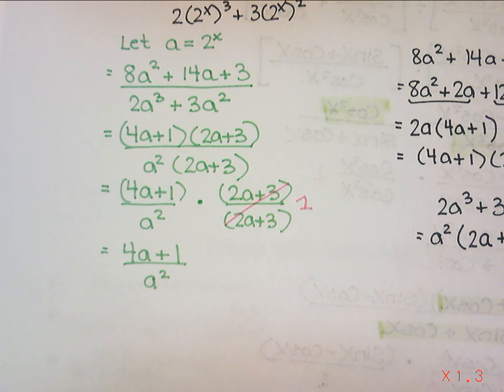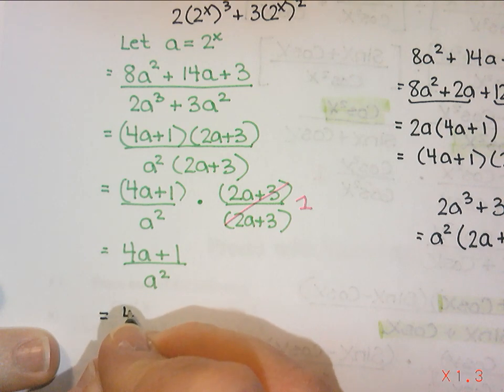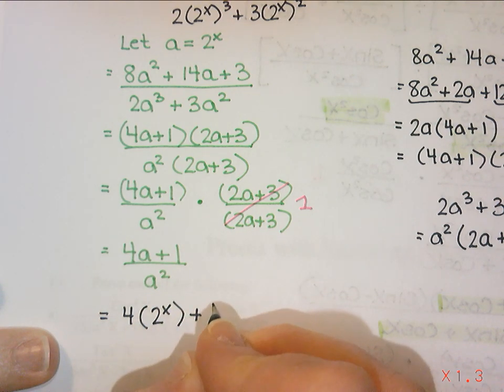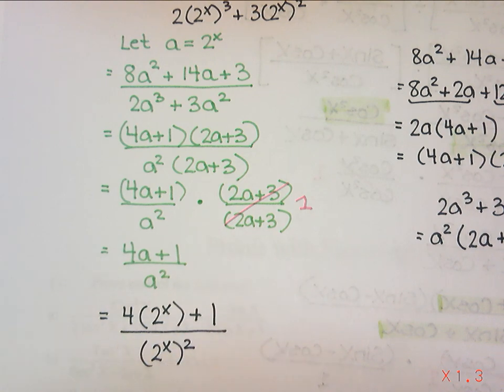Okay, at this point, there isn't anything else I can do with the a in place. I guess I could go work on the other side and use variable replacement for that as well. But if I want to continue on this particular side, at this point I would have to put the 2 to the power of x back in. So if I do that, this is going to give me 4 times a, which is 2 to the power of x, plus 1. And then I get a squared, so that's 2 to the power of x squared.